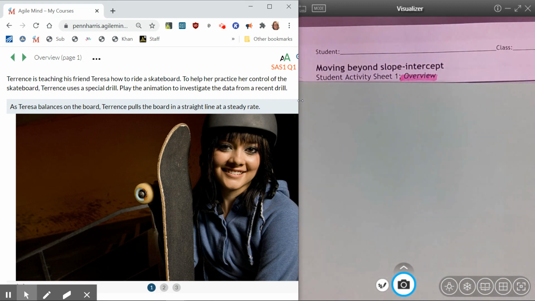Okay, the overview, again, guys, the overview of each section just kind of gives us an idea of what this whole topic is going to be about. So we all remember Terrence. How could we forget Terrence and his mad skateboarding skills? Well, because Terrence is so good at skateboarding, he is going to teach his friend Teresa how to skateboard also. So Terrence has his own special way of teaching Teresa. What he's going to do is pull her by a rope in a straight line. So let's take a look at what happens here.